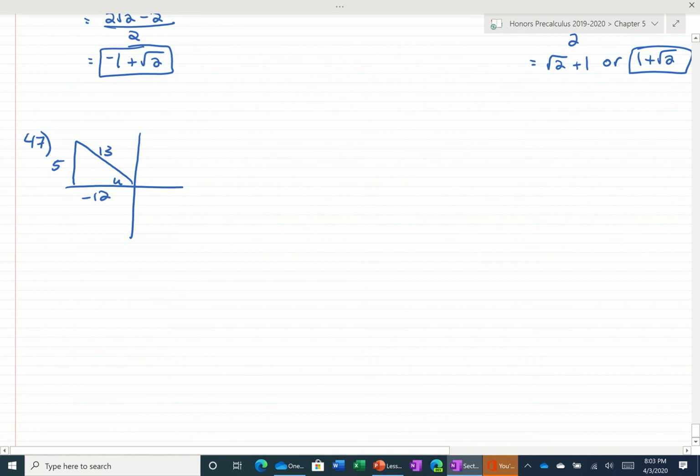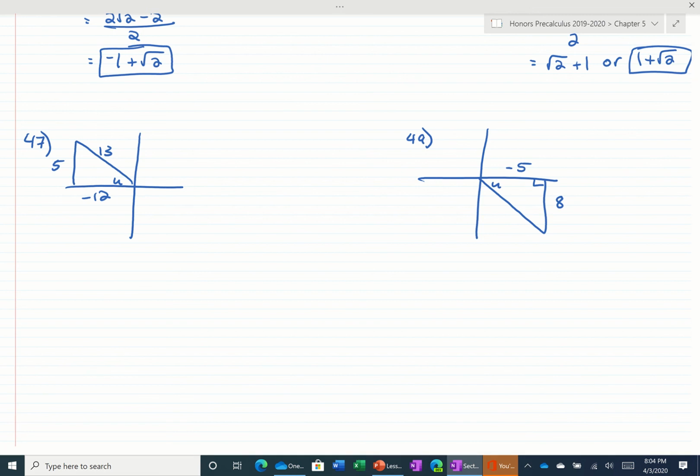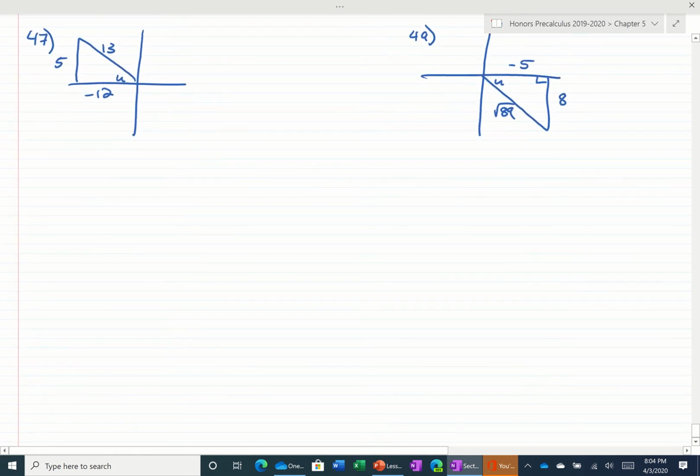And then number 49. Number 49, it says we're in quadrant 3, or quadrant 4. And tan of U is negative 8 over 5. So the 5 would have to be negative, and 8 squared plus 5 squared is 89. This would have to be the square root of 89. Okay, so let's finish this by finding the sine, cosine, and tangent.